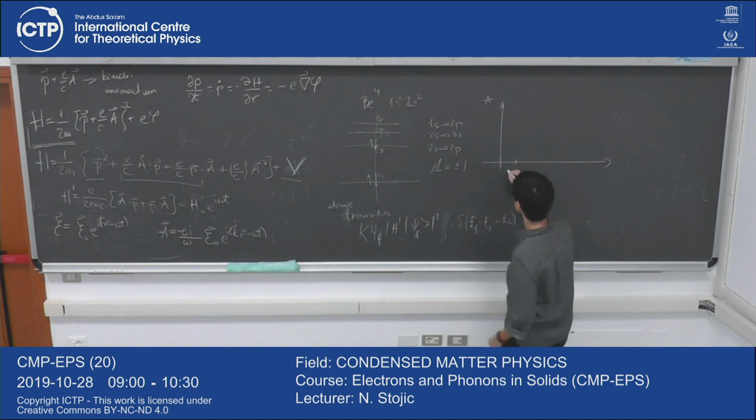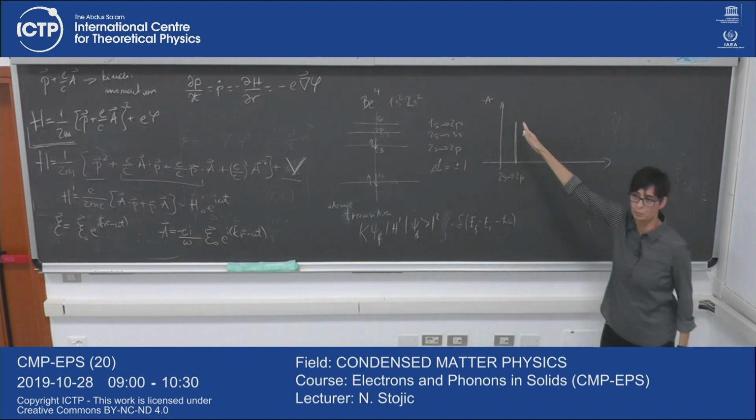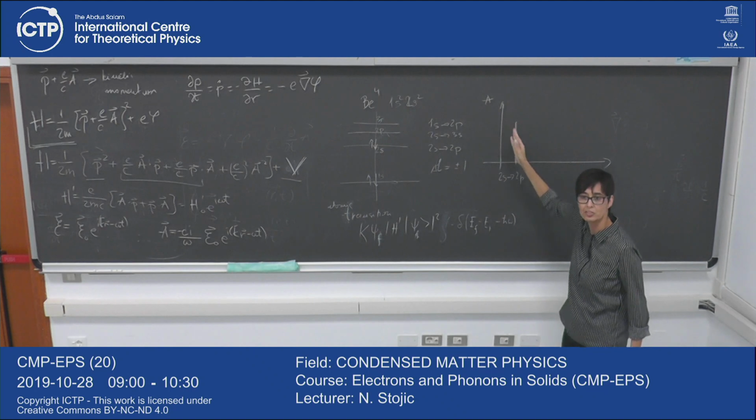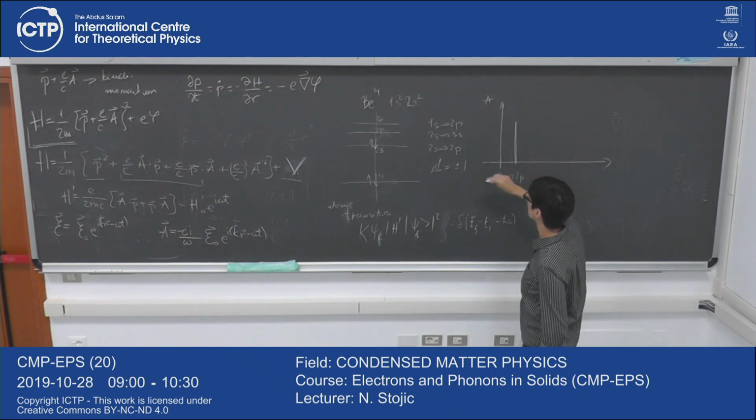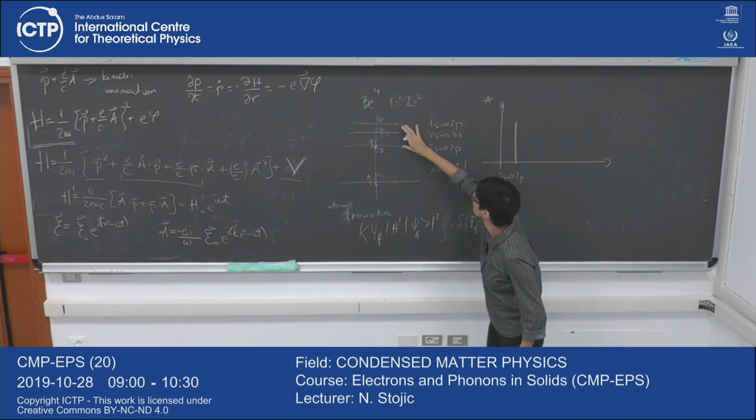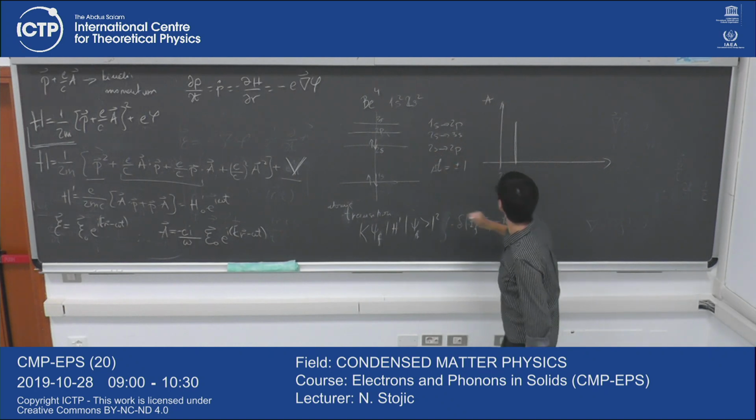So here is 2s to 2p, you will get a peak. Normally it's not a sharp line. It should be, but in measurements you always have some broadening. The next one would be this one. The next one would be, I think, 2s to 3s.